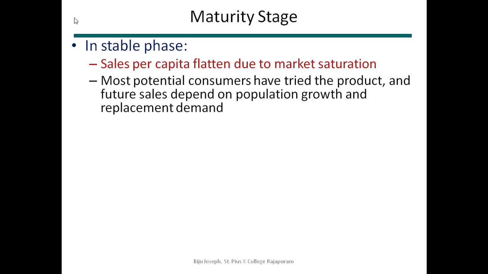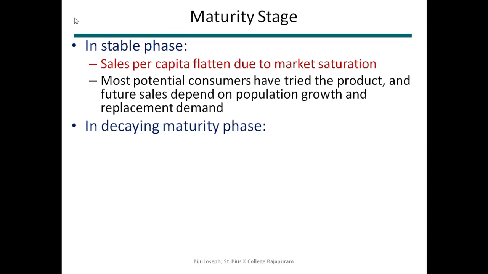So this means most of the potential consumers have already bought the product, either from you or your competitors. And the possibility for future sale is only from two sources. One is as a result of population growth. People may demand the product, and in order to replace the product already bought, they may demand the product.